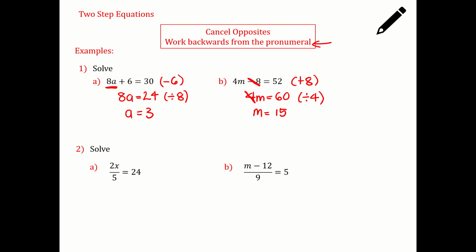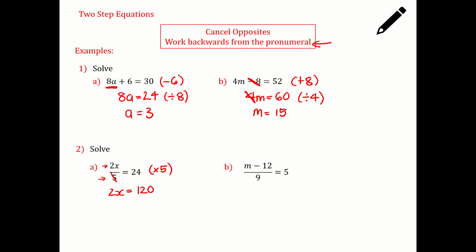Okay, the next one, I've got 2x divided by 5 equals 24. Remember, when you have fractions, it means the top divided by the bottom. So this means 2 times x divided by 5. If I'm working backwards, it's the dividing 5 that I would get rid of first. The opposite of dividing 5 is timesing 5. Because these are opposites, it cancels out. You're left with 2x. And then 24 times 5 is 120.